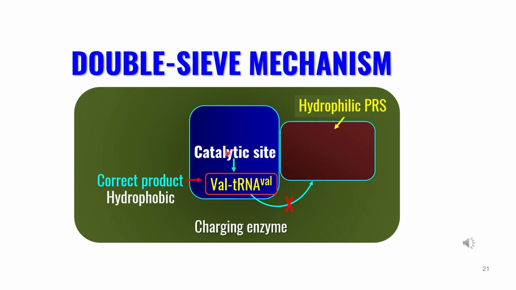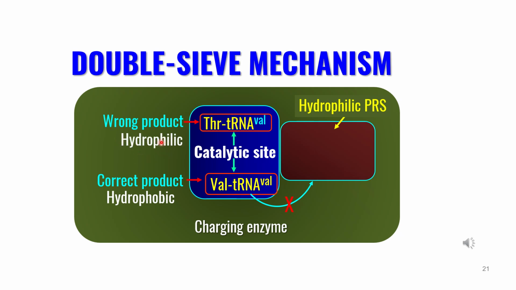The incorrect product is also formed on the catalytic site, which is threonine going with tRNA for valine. This is a mismatch, and therefore this is a wrong product, and you have learned that this is hydrophilic. So being hydrophilic, it easily enters the proofreading site, where it is degraded into its component amino acid threonine and tRNA, which are then recycled. So this is about double sieve mechanism.